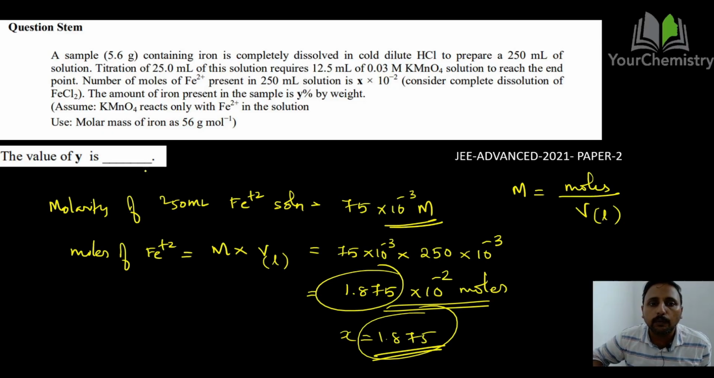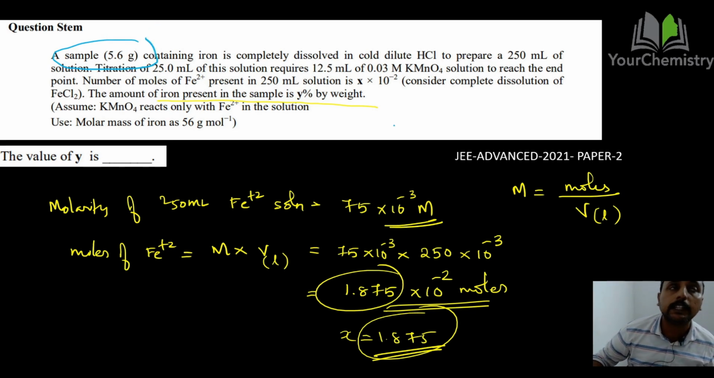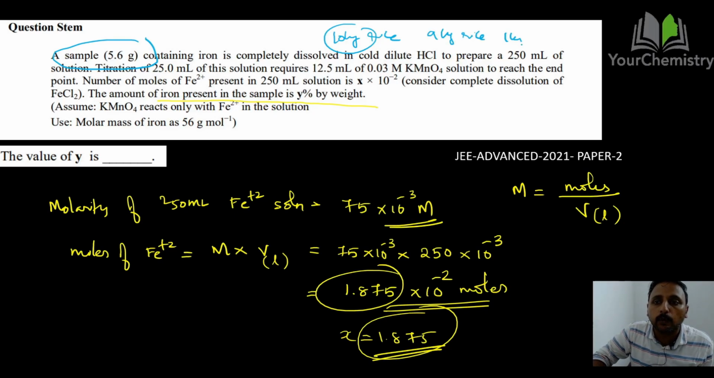So I already showed you the second part of this question. What is that? The value of Y. Y is the amount of iron present in the sample, Y percentage by weight. So this is a sample. It is given that there is 5.6 grams of sample. Suppose you went to a shop and you purchased 10 kg of rice, and when you reached home and checked, you find that there is only 9 kg of rice and 1 kg stone.